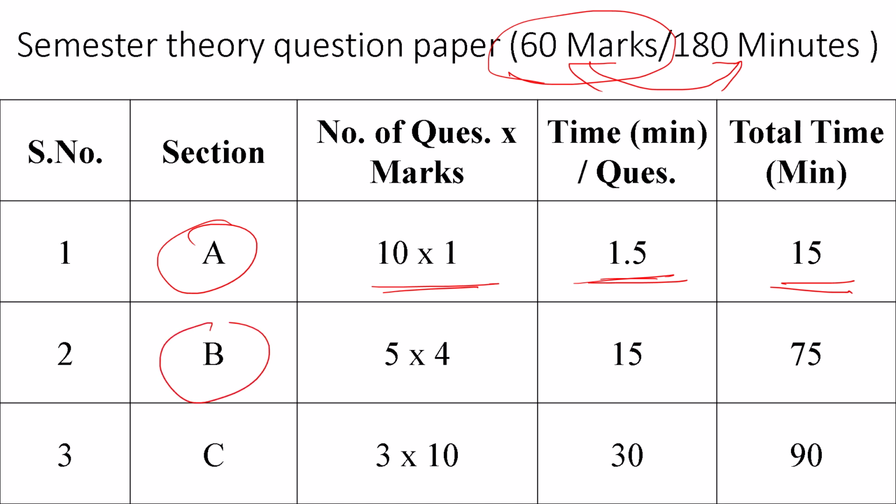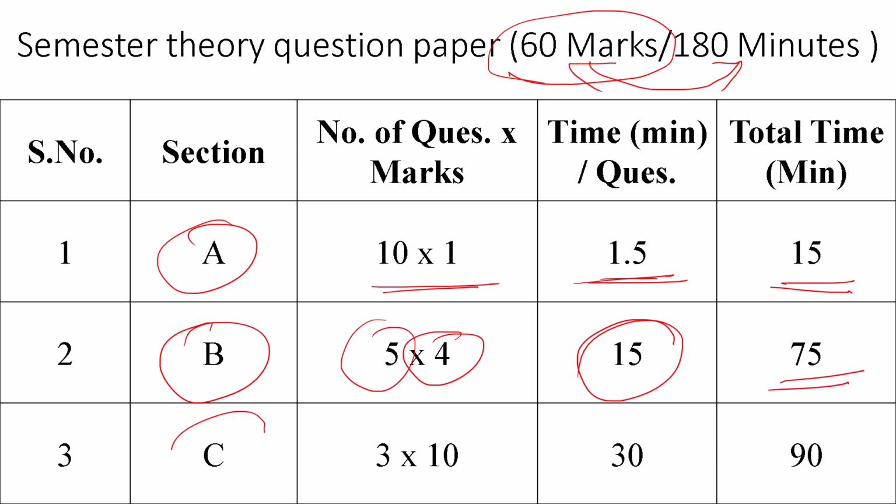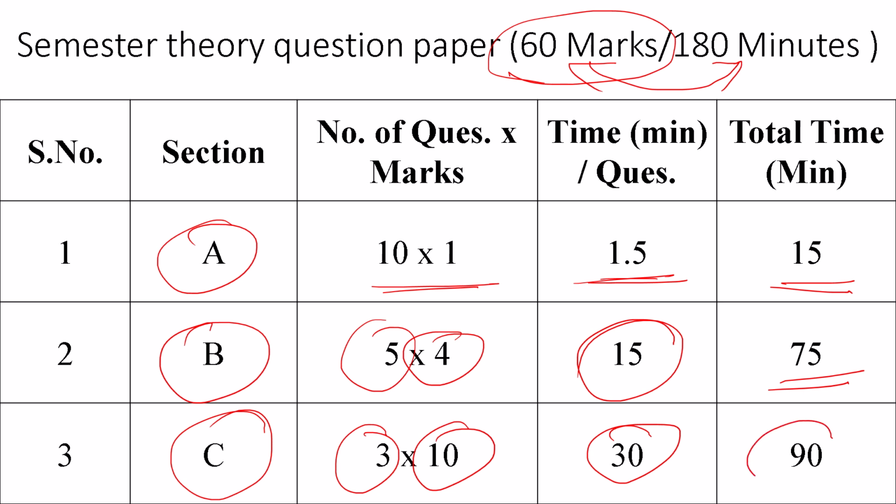Section B, we have 5 questions of 4 marks each. One question is of 15 minutes and totally 75 minutes. Part C, we have 3 questions of 10 marks. Each question is of 30 minutes, half an hour, and total 90 minutes. So if we add, you will get 3 hours. That's why we have to take the time necessary to answer the question.